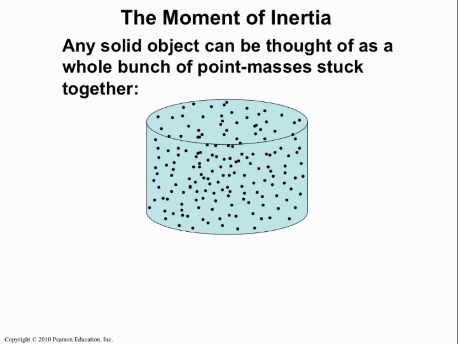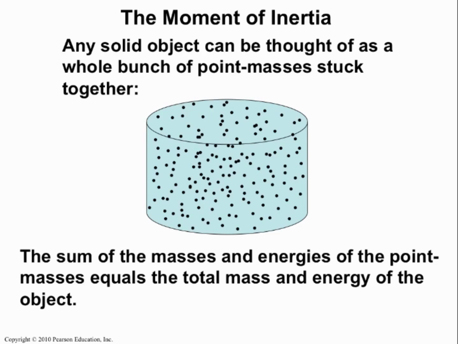Okay, that's not a new concept. You already are familiar with atoms, you took chemistry, you know that bodies have cells, etc. So big things are made up of small things, nothing new there. The sum of the masses and energies of the point masses equals the total mass and energy of the object.